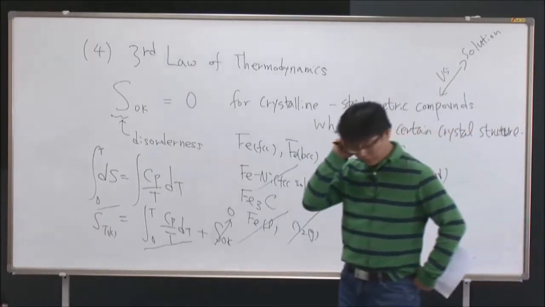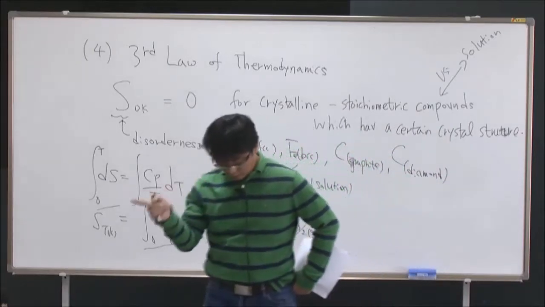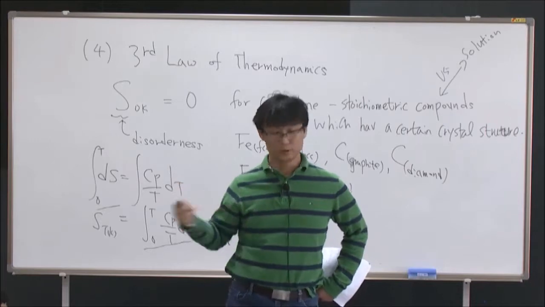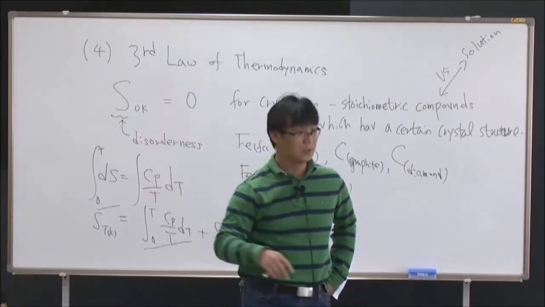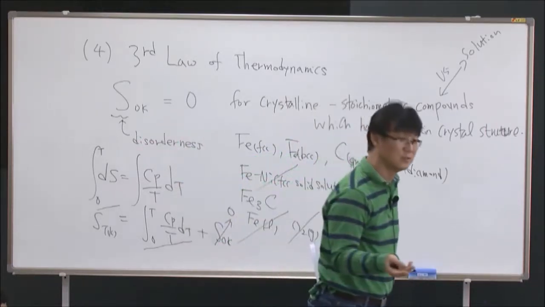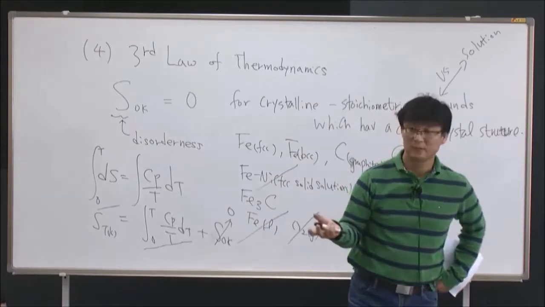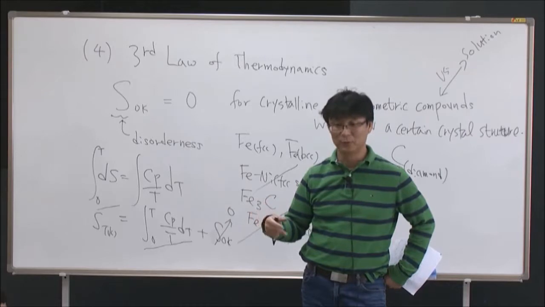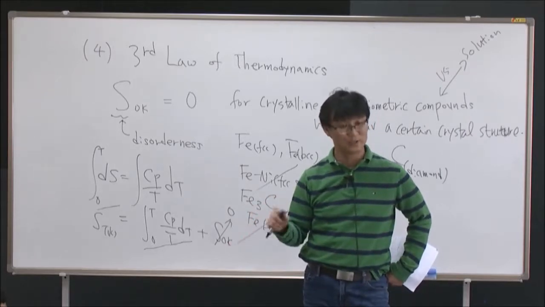Compared to this one, we have to really talk about this. Entropy has an absolute value because of the third law of thermodynamics. How about enthalpy? Enthalpy at 0 degrees Kelvin for pure iron: is it going to be 0 or not 0?